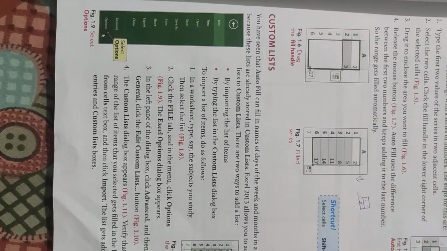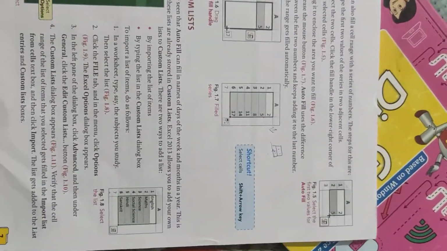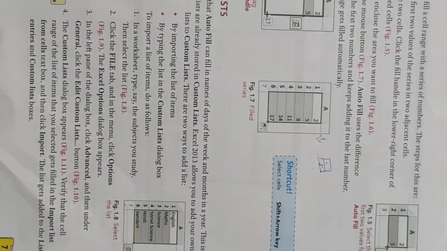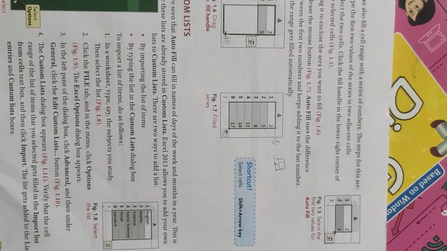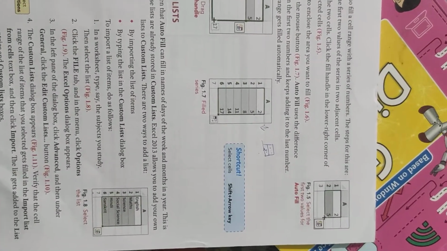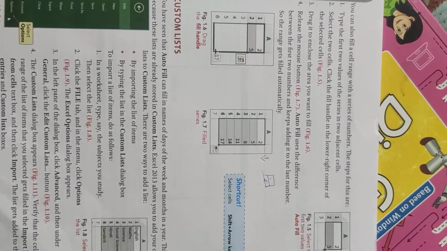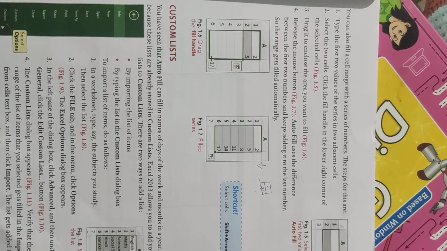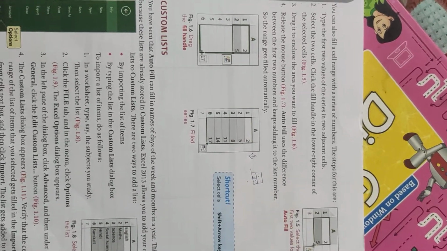Alright, we have seen autofill can fill the names of days of the week and months in a year. Now why only the names of months or days of a week? Because they are already filled. This type of data is already stored in MS Excel's database. Alright, they are already stored, due to which you don't have to write or add this data.